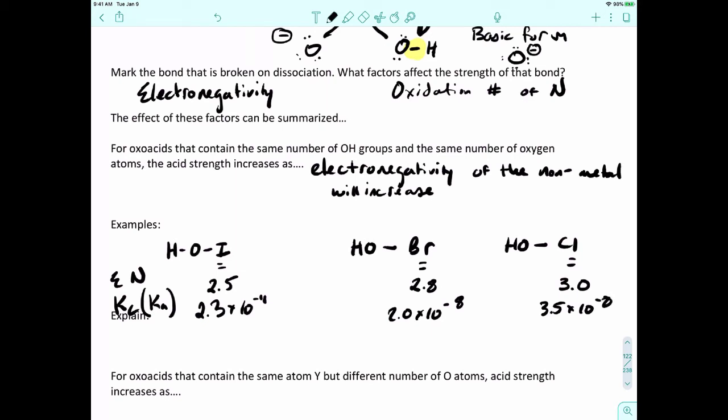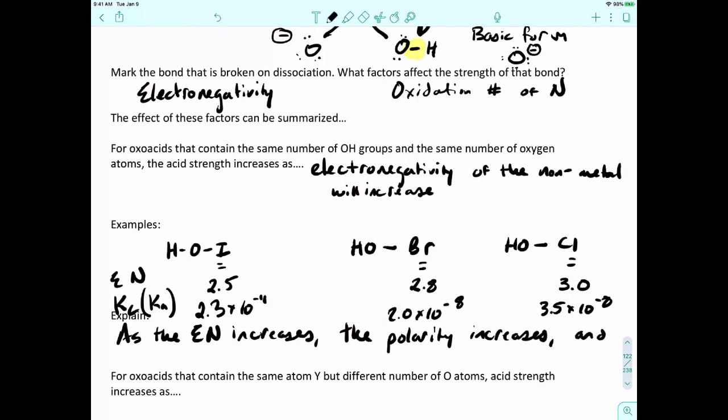Okay, so what we're seeing here is that as the electronegativity increases, the polarity increases, and the strength increases. Okay, so all this together, as the electronegativity increases, the polarity is increasing, the strength is increasing. What this all means is that it's going to be easier to break the OH bond.